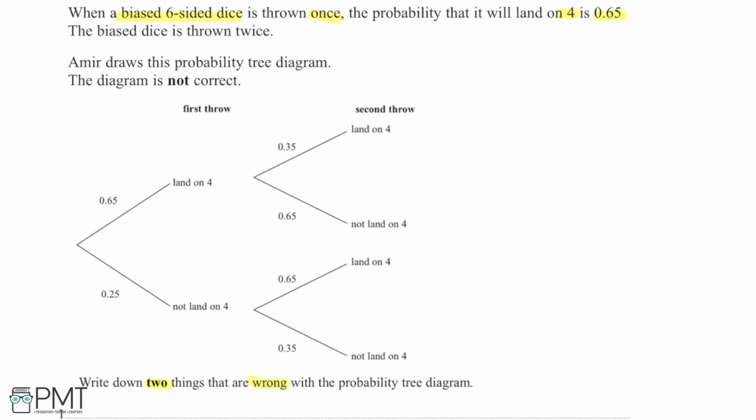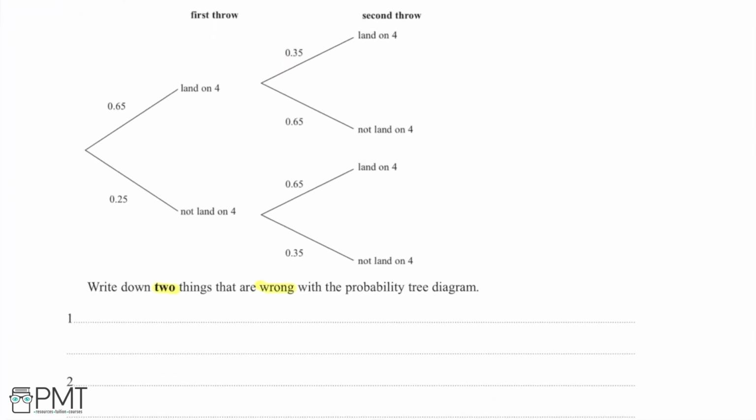And if I carry on having a look, if we then go over to the other branches, I can see that the probability of it landing on a 4 again should be 0.65, because this is a new throw of the dice. There is a 0.65 probability that it does land on a 4. However, here we have a probability of 0.35, and the 0.65 is here. So these two are swapped. These are the wrong way round. The probability that it lands on a 4, despite it being the second throw, is still the same, and this one should be 0.65.